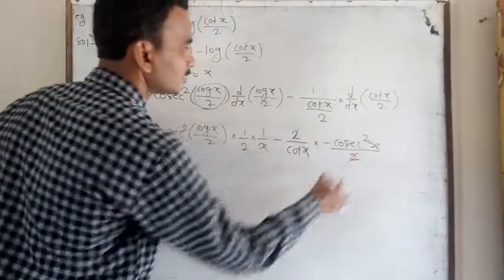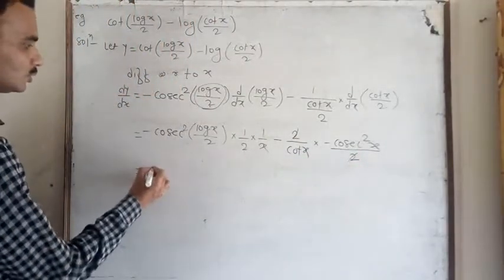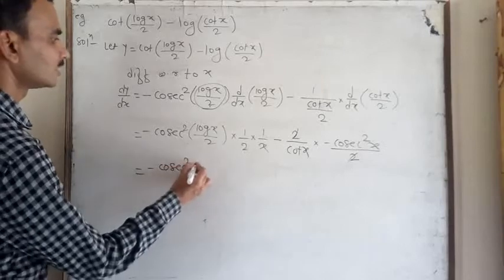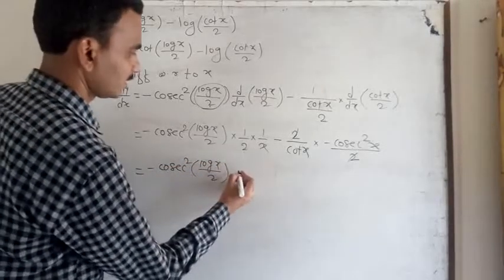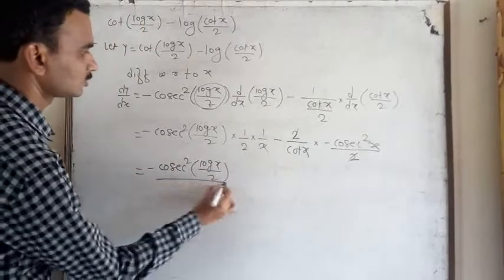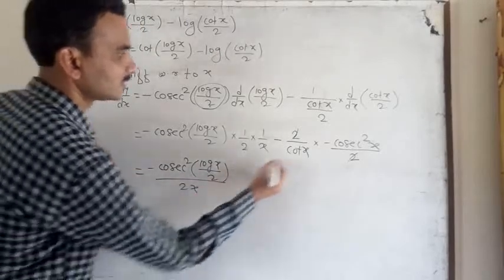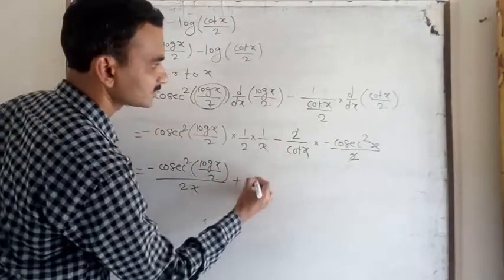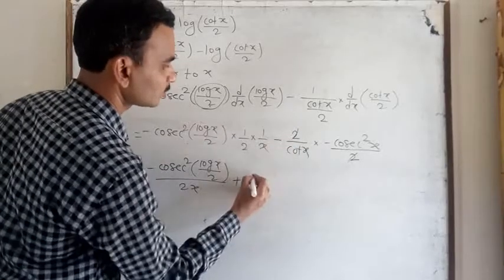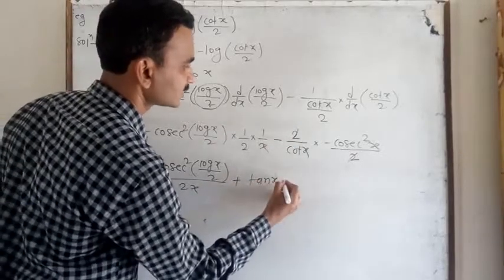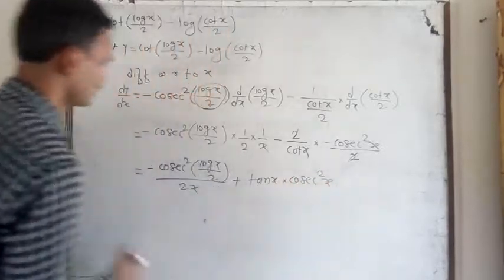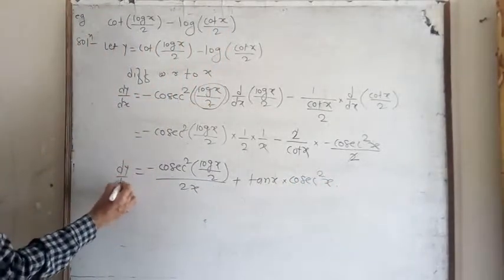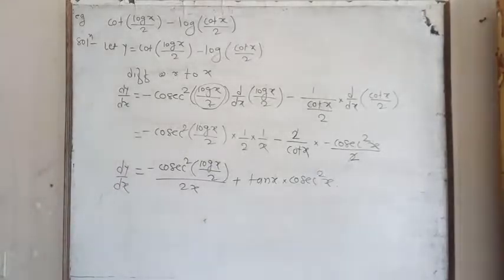So we cancel this 2. Minus cosec square x log of x upon 2x, minus minus plus, and 1 upon cot means tan x into cosec square x. This is our final answer, dy by dx.